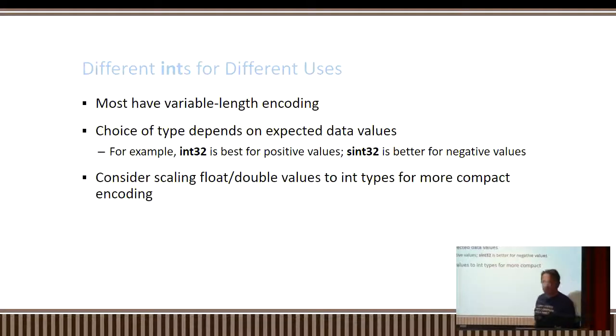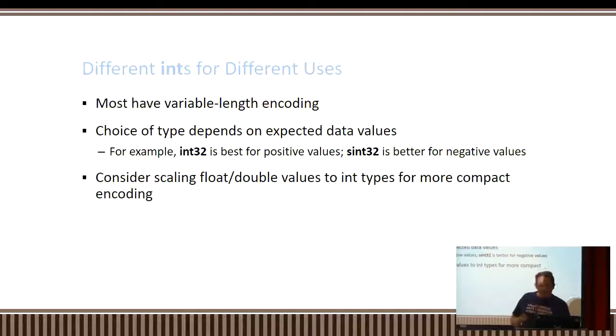So yeah, I mentioned before that there are different ints for different uses. Most of them have a variable length encoding, and that's where protobuf picks up a lot of its compression, or I don't want to call it compression, encoding efficiency. But some of them don't. So it's important to know that the type of int that you're using matches what values you expect to go into it. So, for instance, they have an int32, which sounds like, oh, you can put any kind of integer in there.